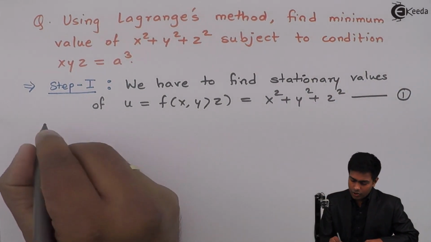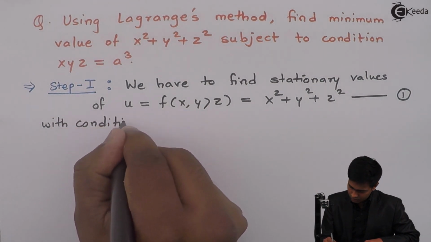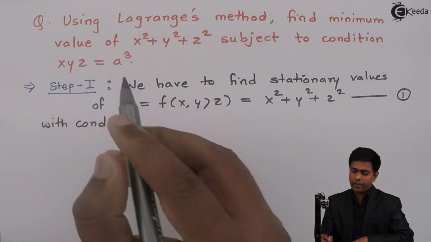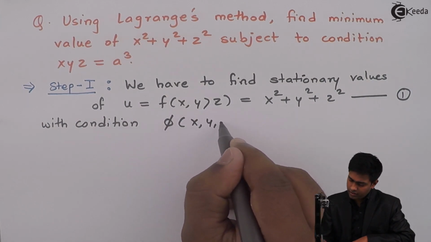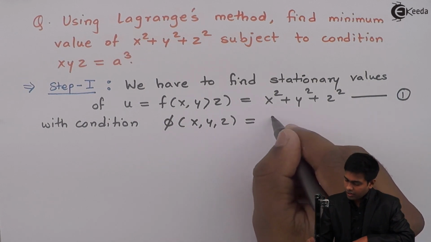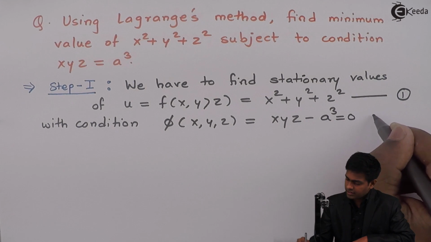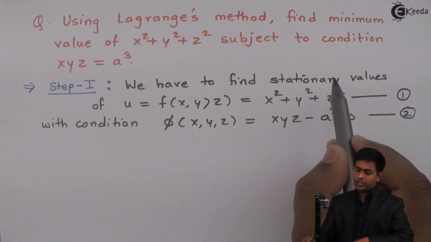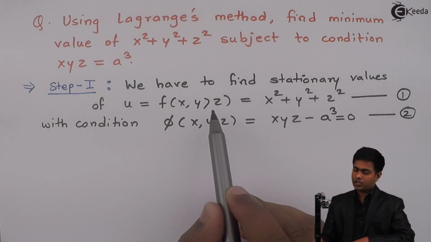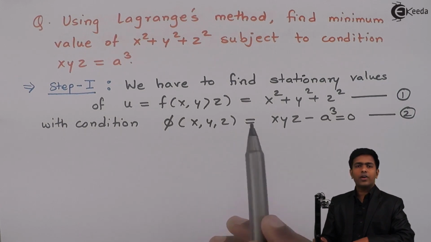Subject to the condition. So here I'll say with the condition. The condition is also a function of x, y, z. So I'll say this condition as phi of x, y, z, which is xyz minus a cubed equal to 0, and this is equation number 2. So now we have to find the stationary values of f of x, y, z with the condition phi of x, y, z.